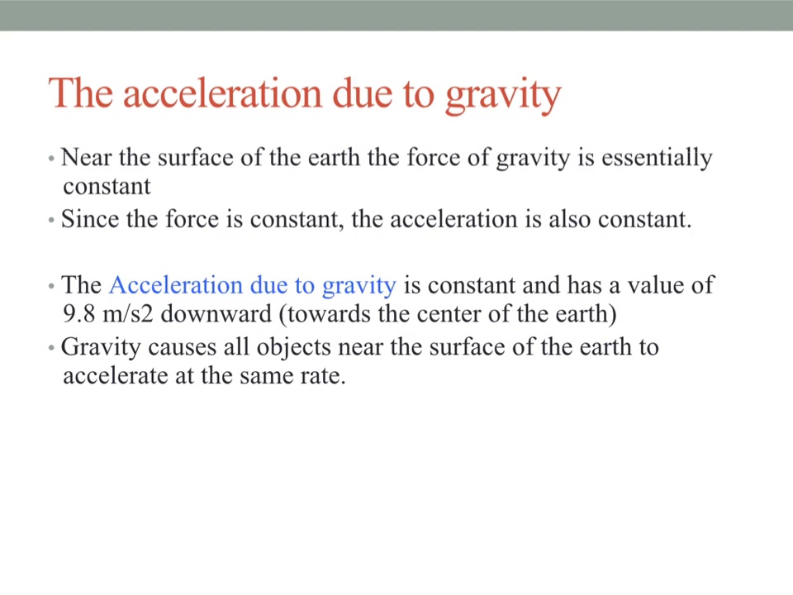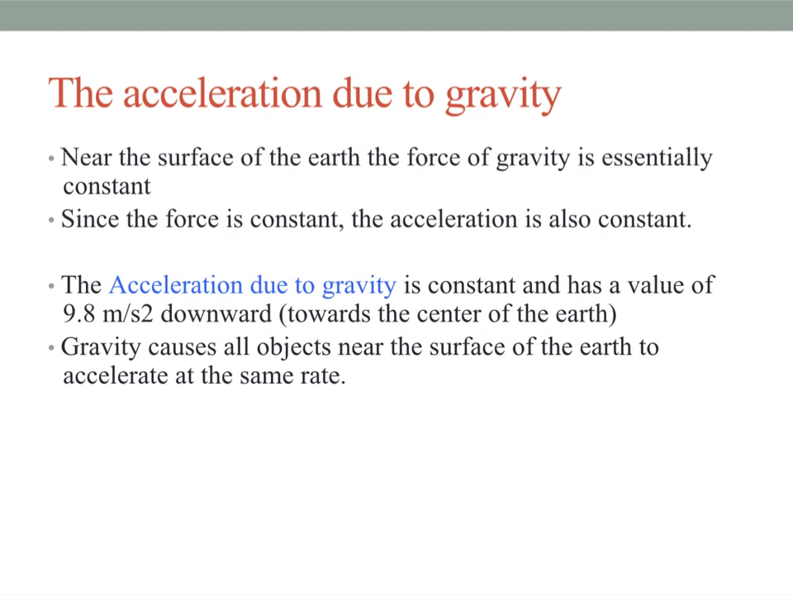So if we drop an object, if we just hold an object above a tall cliff and we let it go so that it falls, after 1 second, it's going to have a velocity of 9.8 meters per second, because the amount of velocity change is 9.8 meters per second every second. So after 1 second, it's going to have a velocity of 9.8 meters per second.